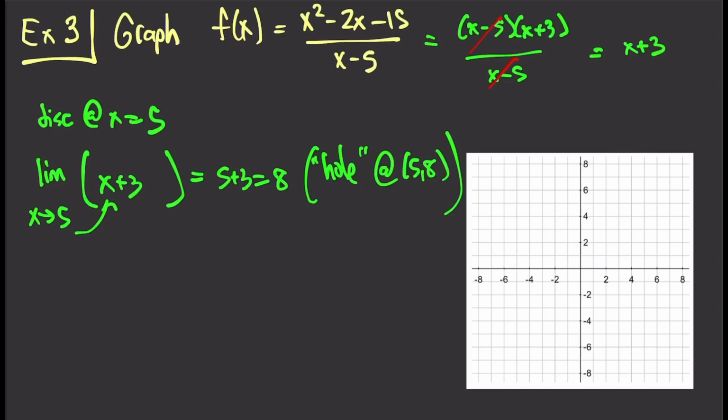So again, I like putting this on my graph. 5, 8, there's a hole in the function. So that's going to be an open circle at 5, 8. All right, well, there's no other discontinuity. So I know I'm not going to have a vertical asymptote or any other holes in the function. So that's it. Now I can move on to my limit to infinity.